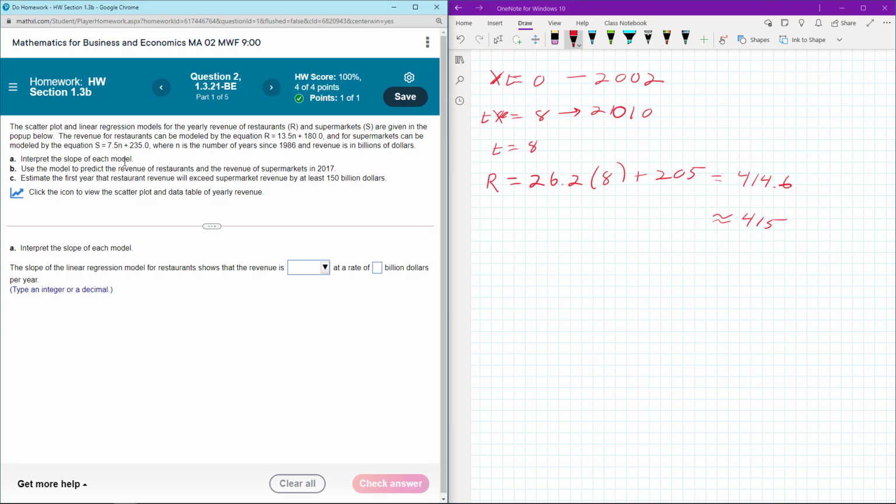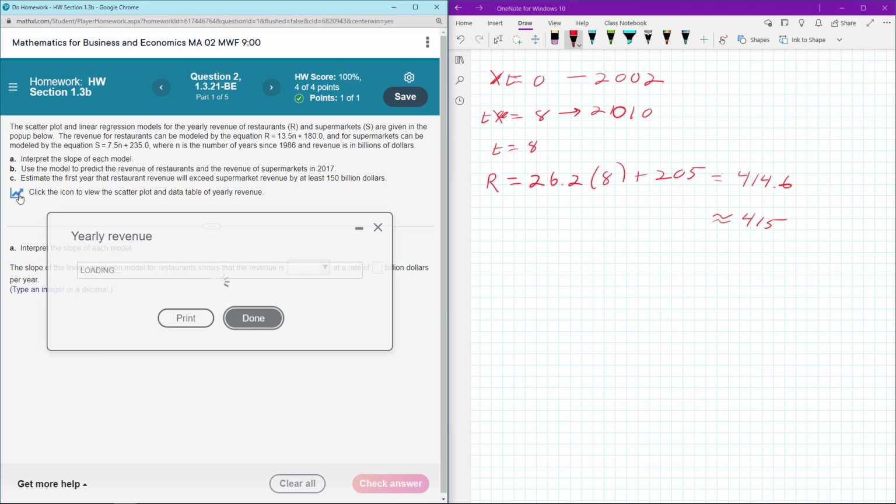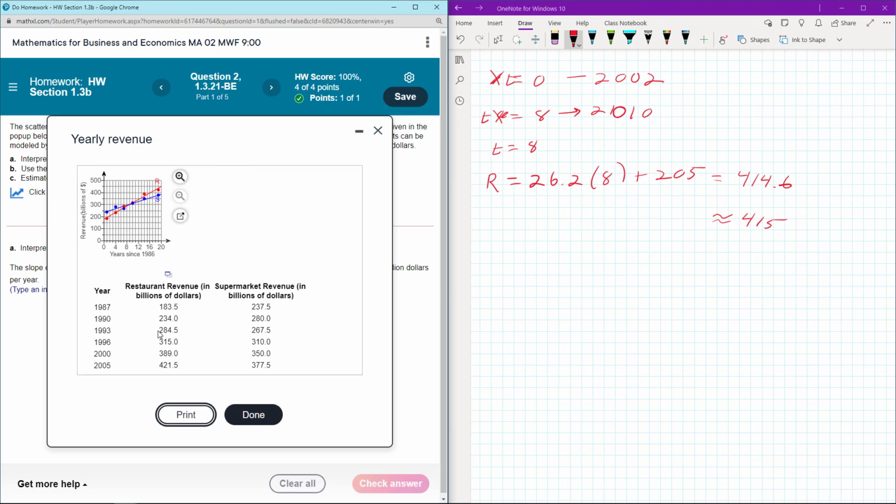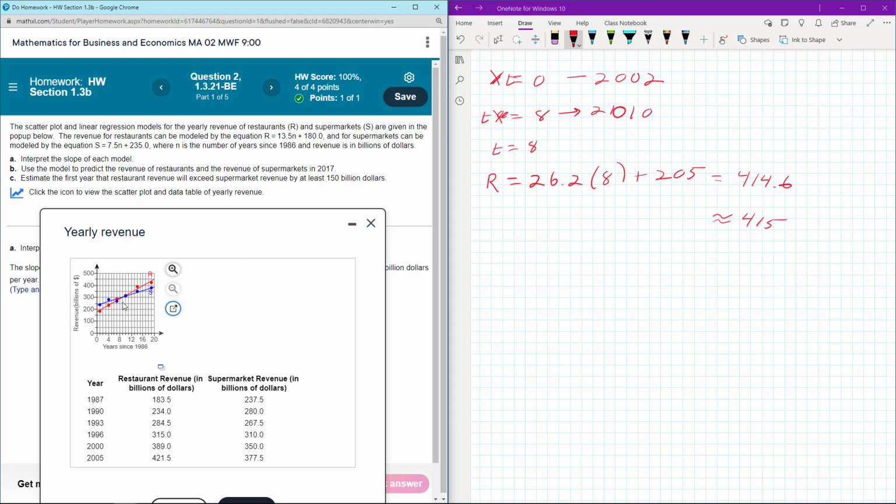Now we want to interpret the slope of each model. Let's first do this one, and then we'll worry about B and C. First, let's go ahead and click on our regression model. Here is the data and the regression model. The regression model for restaurants is the red one. The regression model for supermarkets is here, and of course you can click on this to zoom it even further.